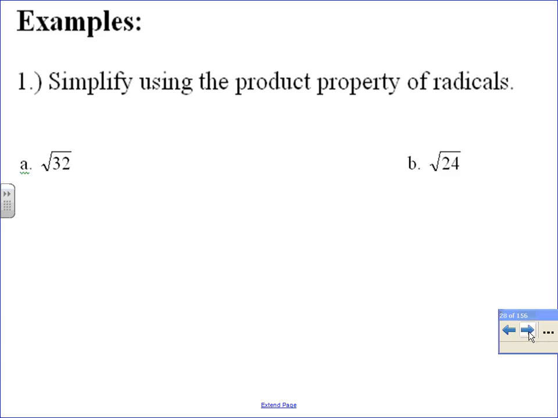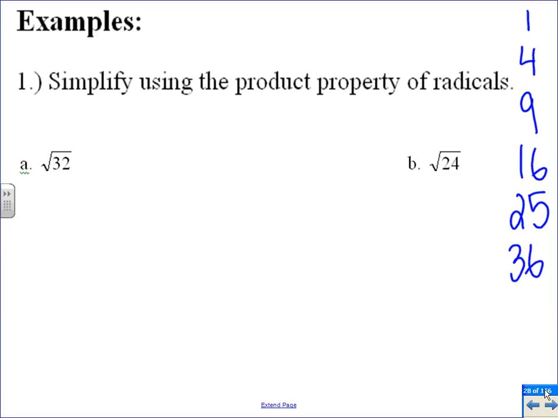All right, so we're going to start with example 1, letter A. Okay, before we get to this, we're going to write down the first couple perfect squares, okay? Square root of 1 is 1, square root of 4 is 2, square root of 9 is 3, square root of 16 is 4, square root of 25 is 5, square root of 36 is 6, square root of 49 is 7, square root of 64 is 8. Okay, I'm going to stop there. So there's at least some perfect squares.